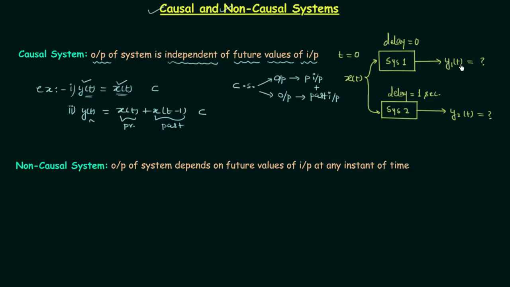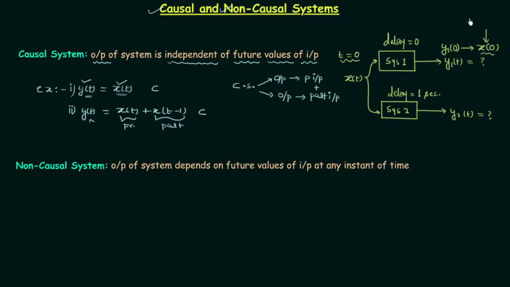In this scenario, y1(t) will be y1(0) because t is equal to 0, and y1(0) will be the present value of output, and it will depend on x(0). Why x(0)? Because delay is equal to 0, and as soon as you provide the input at t equal to 0, the output will be based on the same input you are providing at t equal to 0, and the input is x(0).